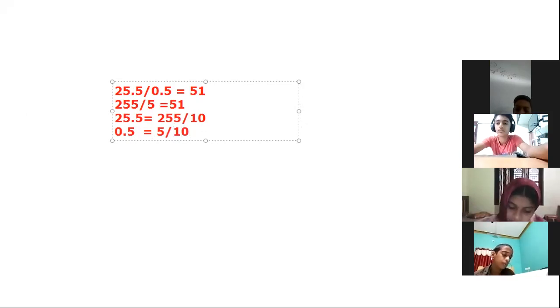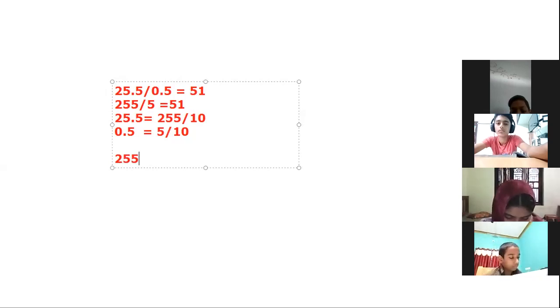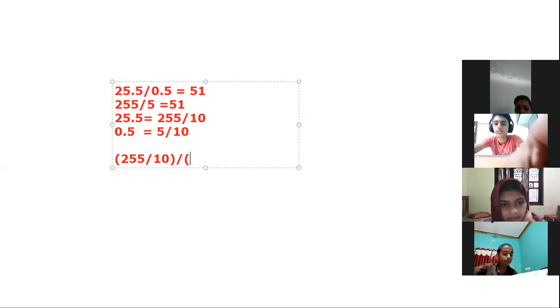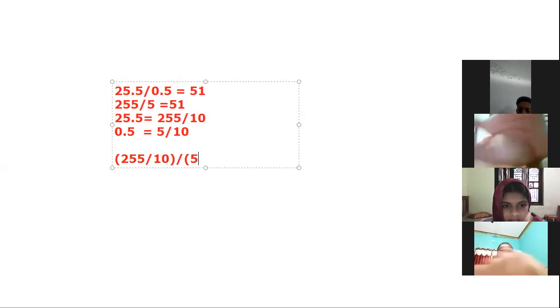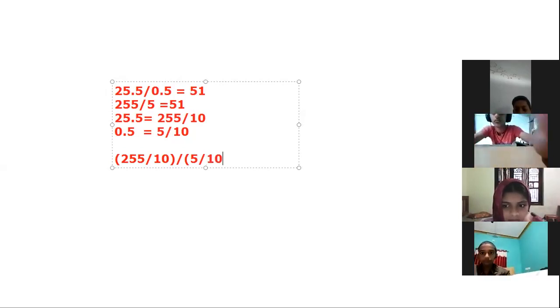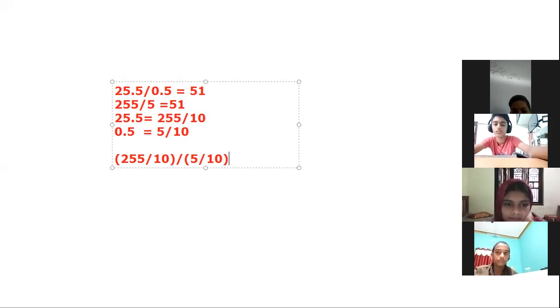Then we can change our division: instead of 25.5, we can substitute 255 divided by 10, divided by the denominator, which should be 5 by 10. And we know how to divide two fractions. What do we have to do while dividing two fractions?